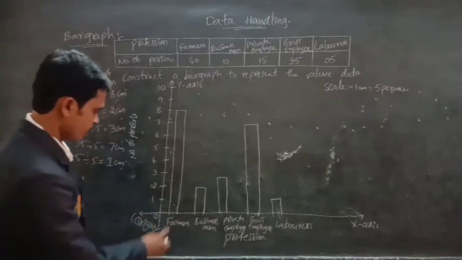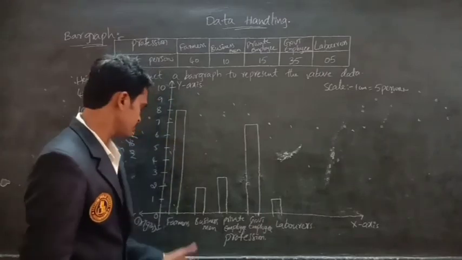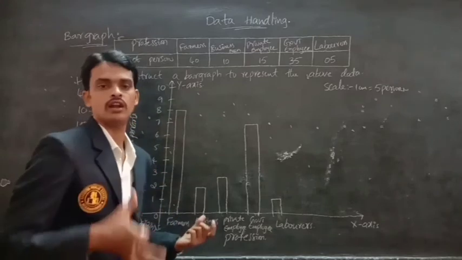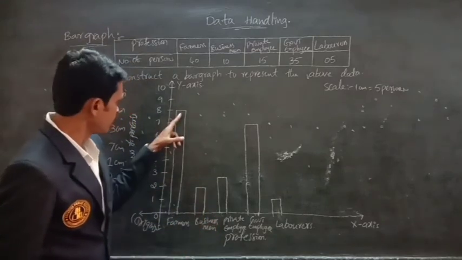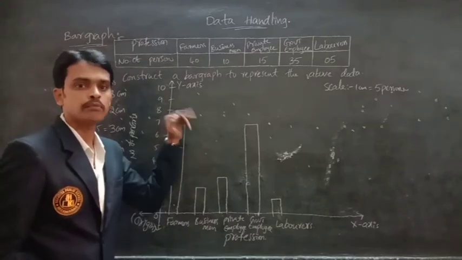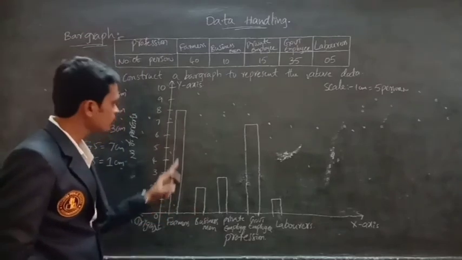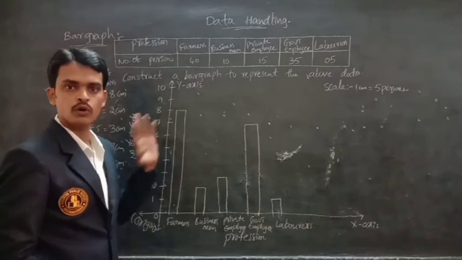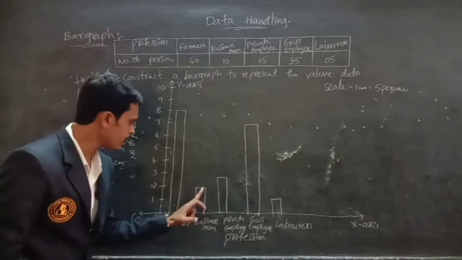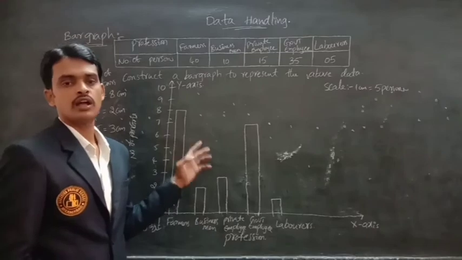Here the width of the bars should be the same, and the space between the bars should be equal. And here the frequency will represent the height of the bars. If the frequency is more, then the height or length of the bar is also more. If the frequency is less, then the length or height of the bar is also less. So in this way, we will construct the bar graph.